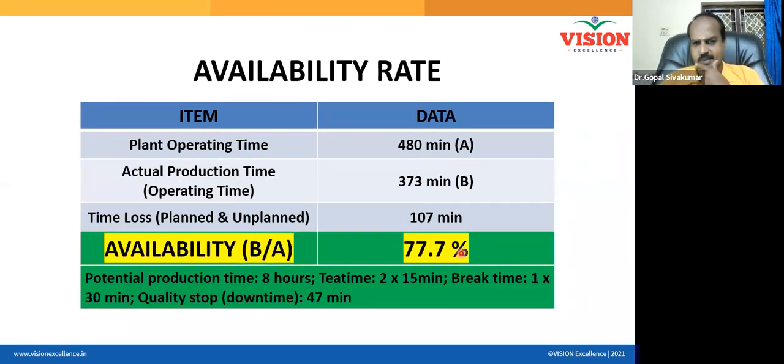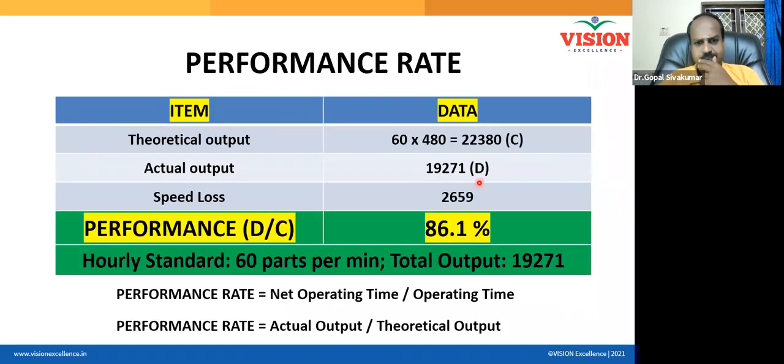And now, can you please check, calculate somebody? See here, the actual output is noted here. You see here, what is this? Actual output. Actual output is 19,271. And how many units you lost because of the slow speed? 2,659 you lost. Now, see, do you now understand how the actual output came?